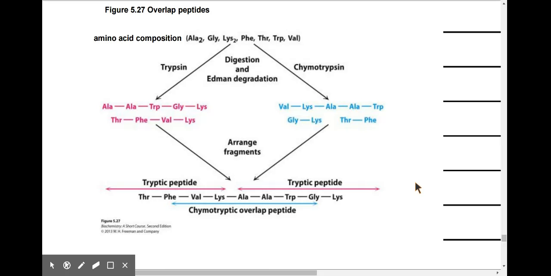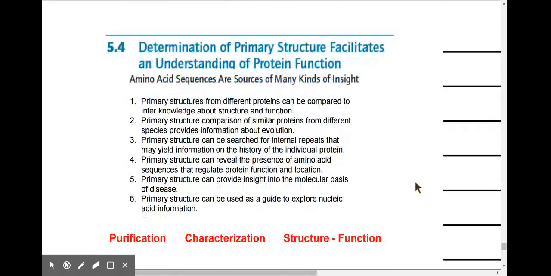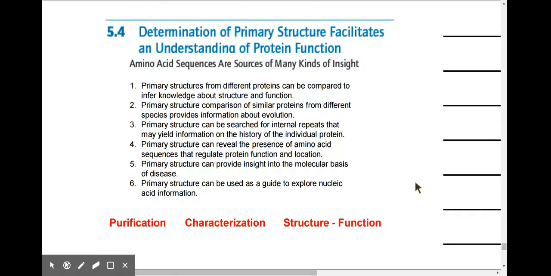Okay, so this is just giving you a list of all of the things that understanding the primary structure can facilitate, and ultimately we're interested in purification, characterization, and the structure-function relationships. Any of you that are remaining have any questions?